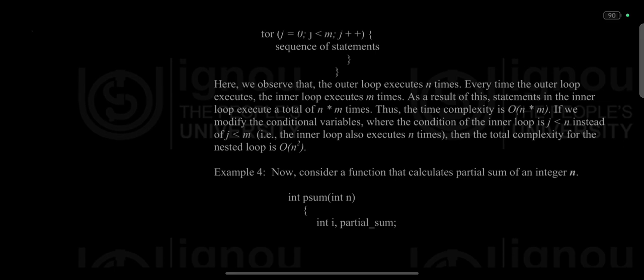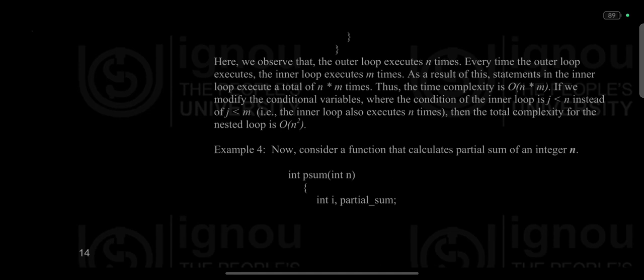If we modify the condition of the inner loop to j less than n instead of j less than m, that is, the inner loop also executes n times, then the total complexity of the nested loop is big O of n squared.